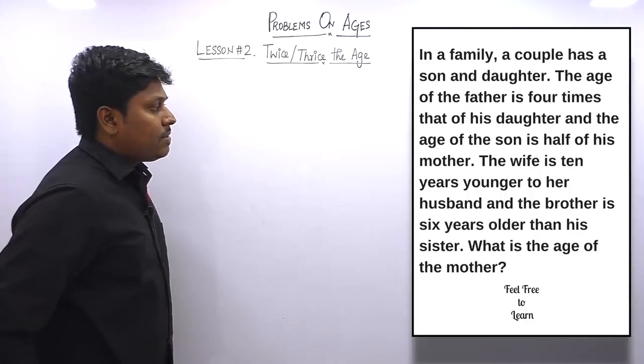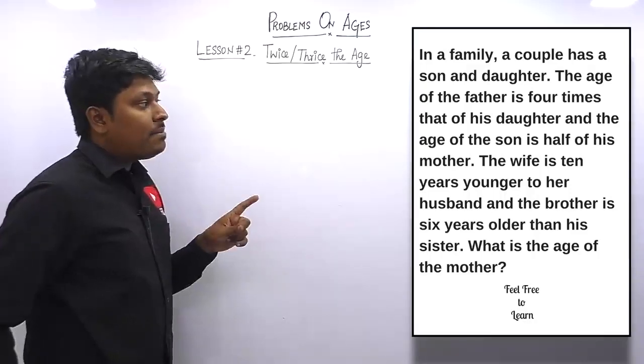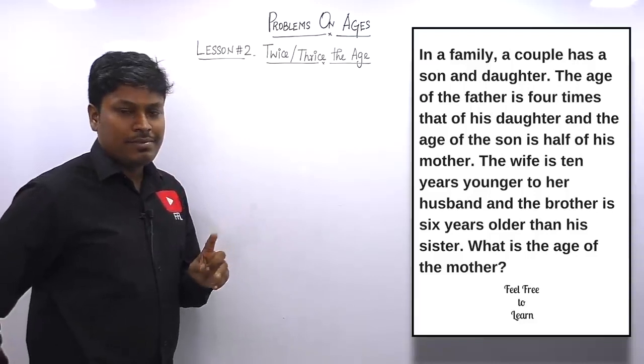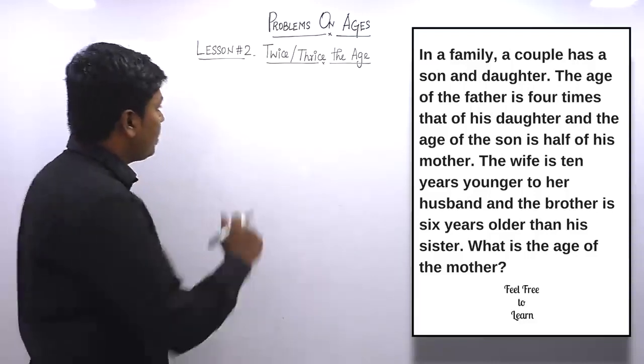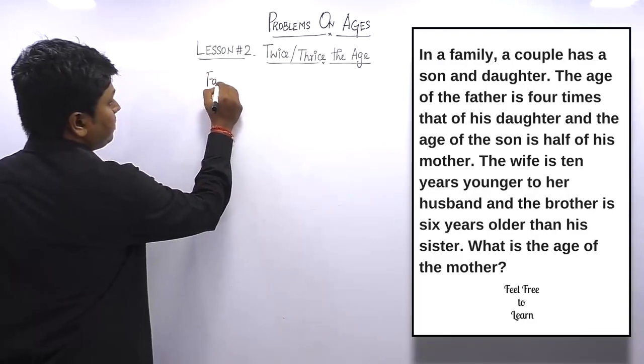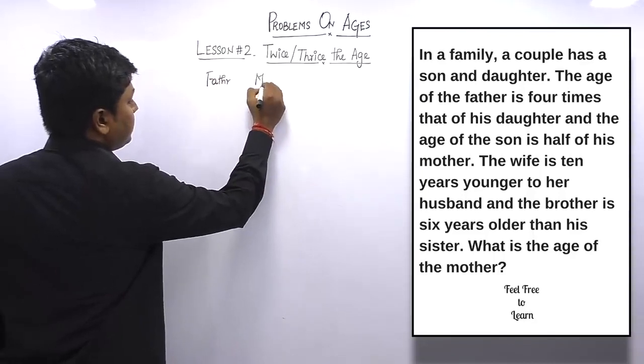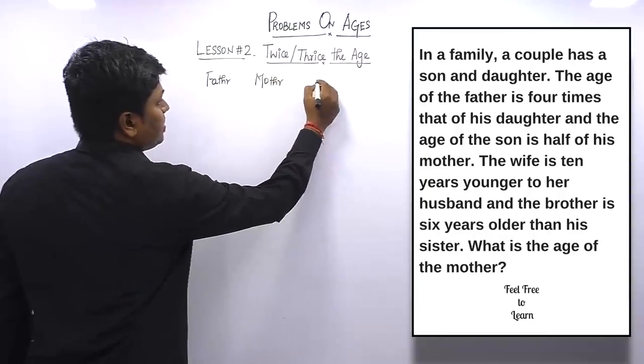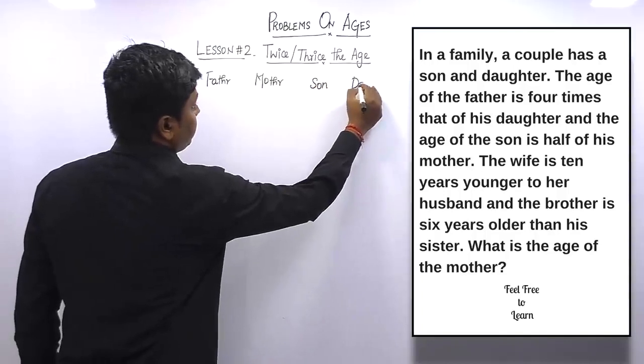So interesting. In the first point, they are talking about a family, a couple has a son and daughter. So totally in a family there are 4 members, right? So father and a mother and also a son and a daughter, right?